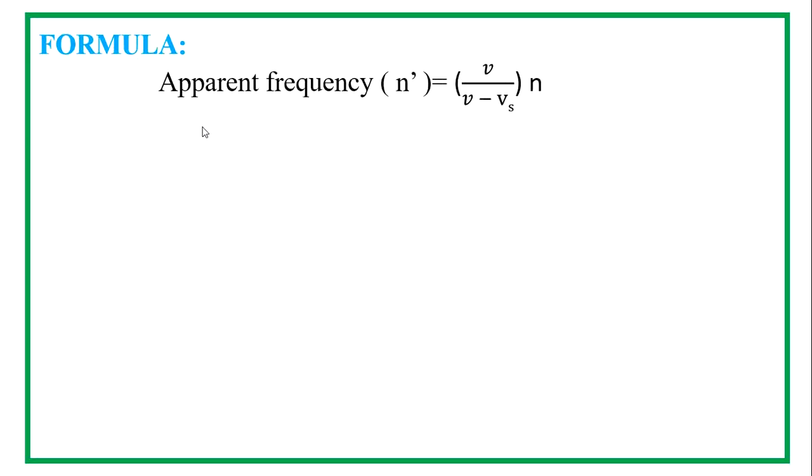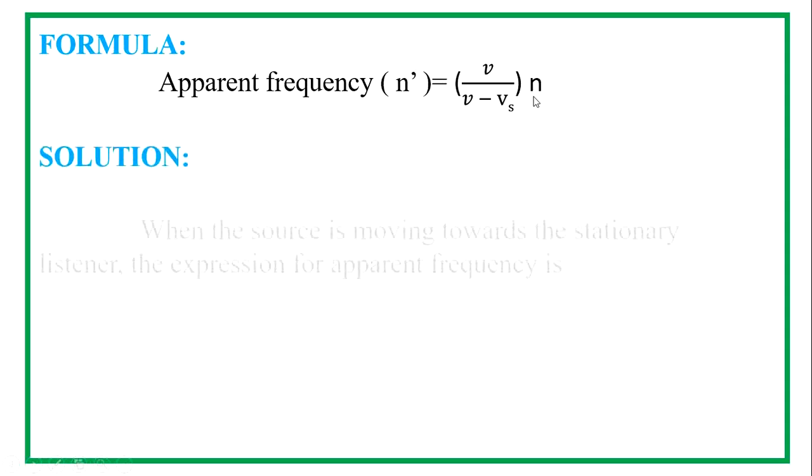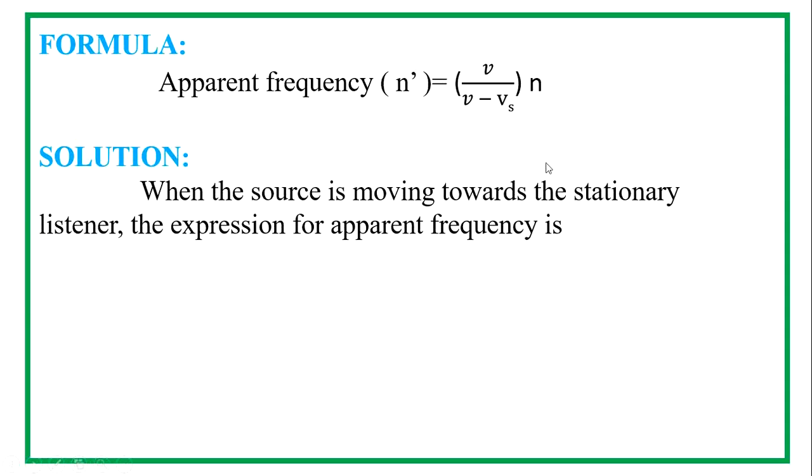Formula: apparent frequency n dash is equal to V by V minus Vs into n. When the source is moving towards the stationary listener, the expression for apparent frequency is n dash is equal to V by V minus Vs into n.